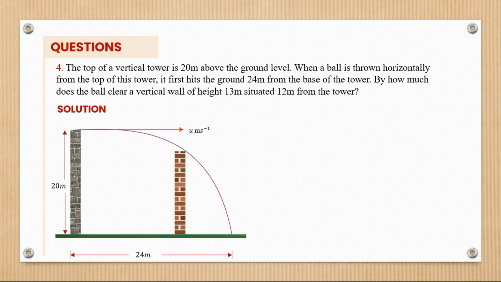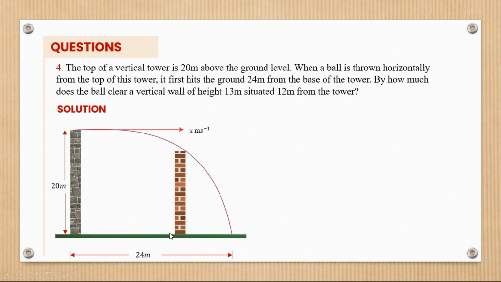Then we can see that we've also been given the horizontal displacement from the point where it's projected to the point where it lands, because we've been told that it first hits the ground 24 meters from the base of the tower. So that means it will hit the ground at a distance of 24 meters from the base of the tower.